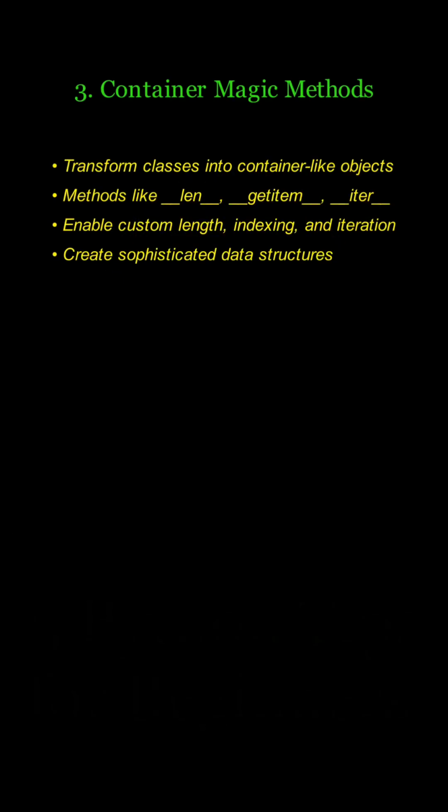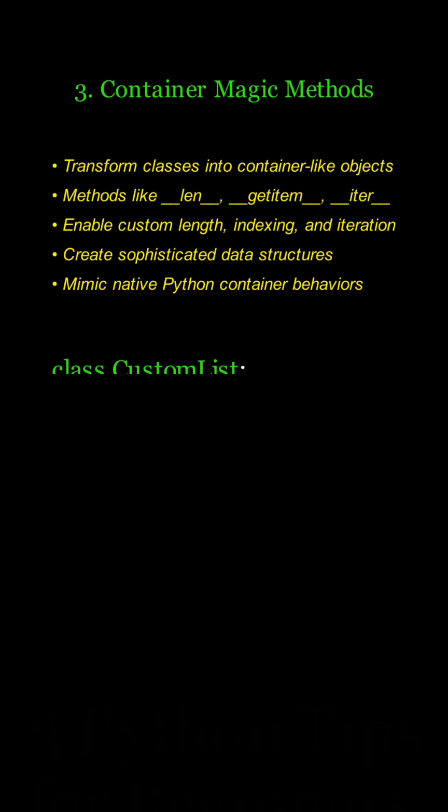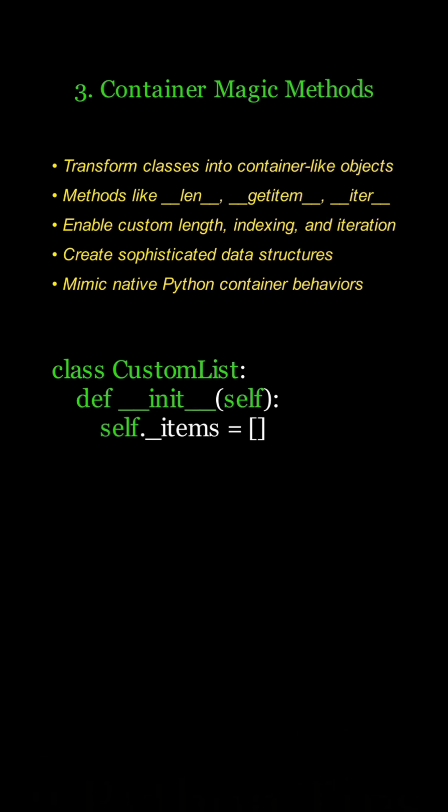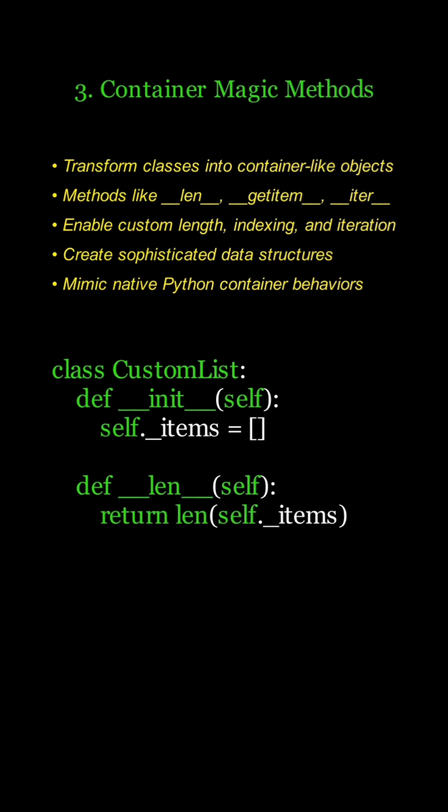They are the secret to creating custom collection-like objects. Methods like __len__, __getitem__, and __iter__ allow your class to behave like Python's built-in containers such as lists and dictionaries. They enable custom length calculations, index-based access, and iteration functionality.